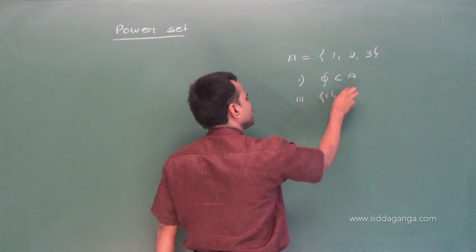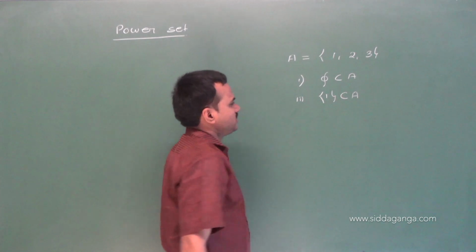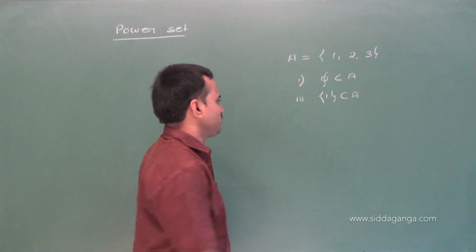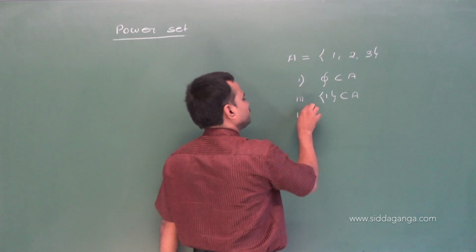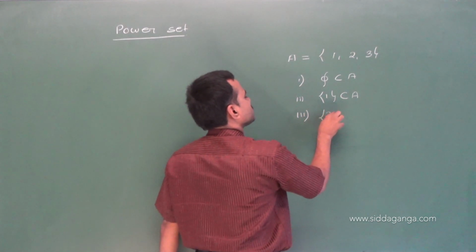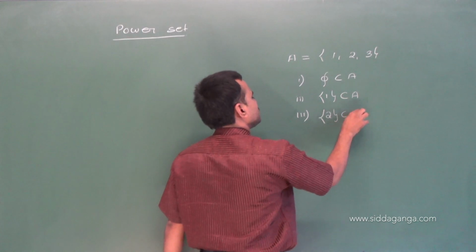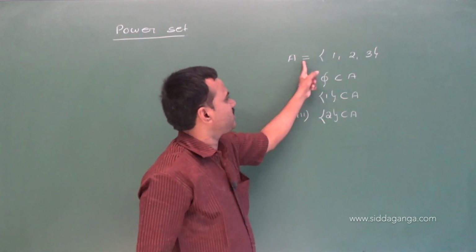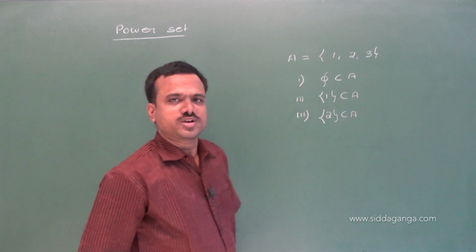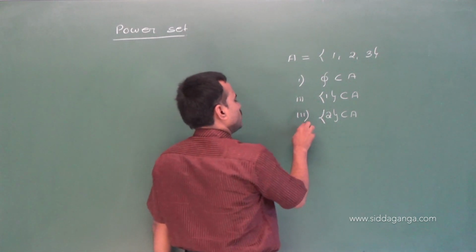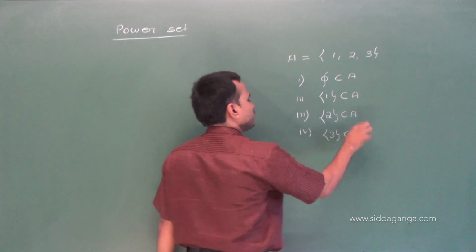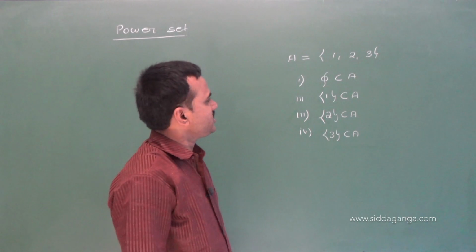Second one, I take only one element. {1} is a subset of A, since 1 belongs to A. Third one, {2} is a subset of A. The set contains only one element, 2, which is also present in A, no doubt. Fourth one, {3} is a subset of A.